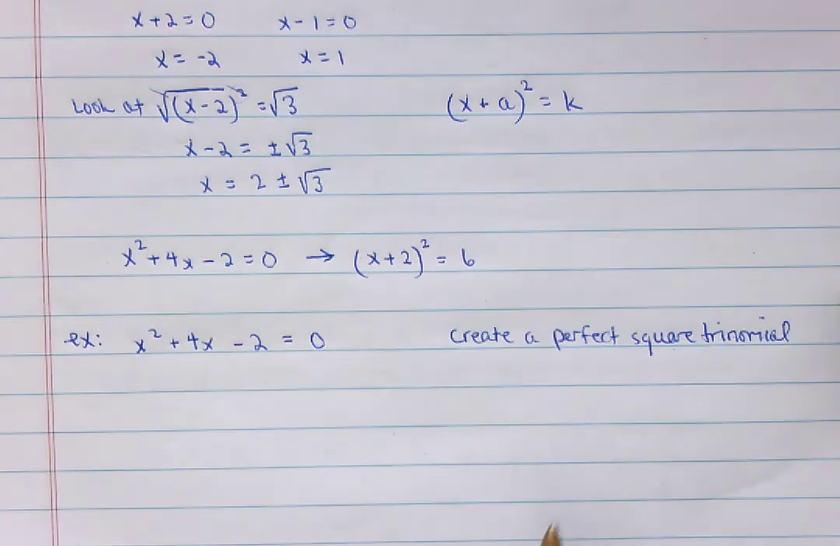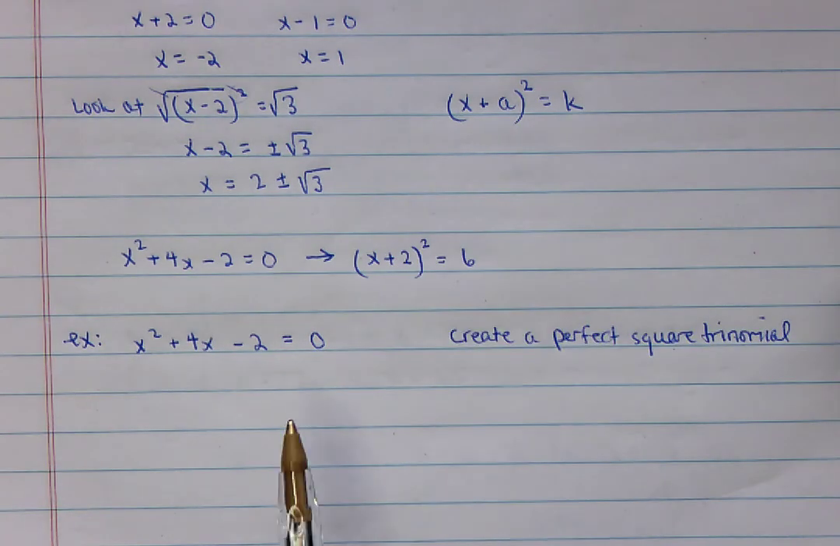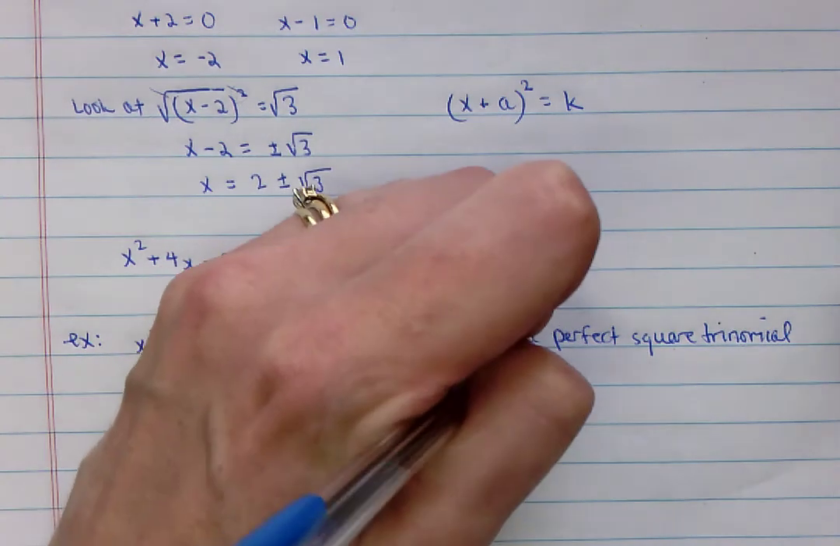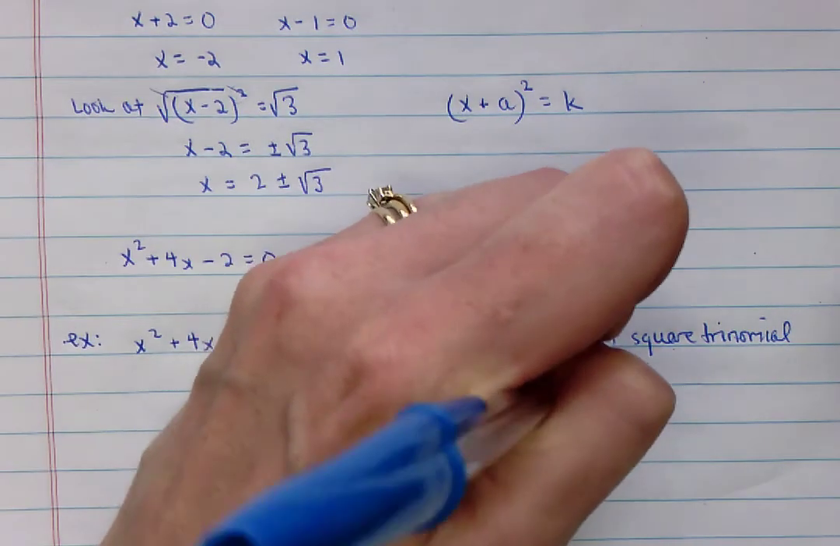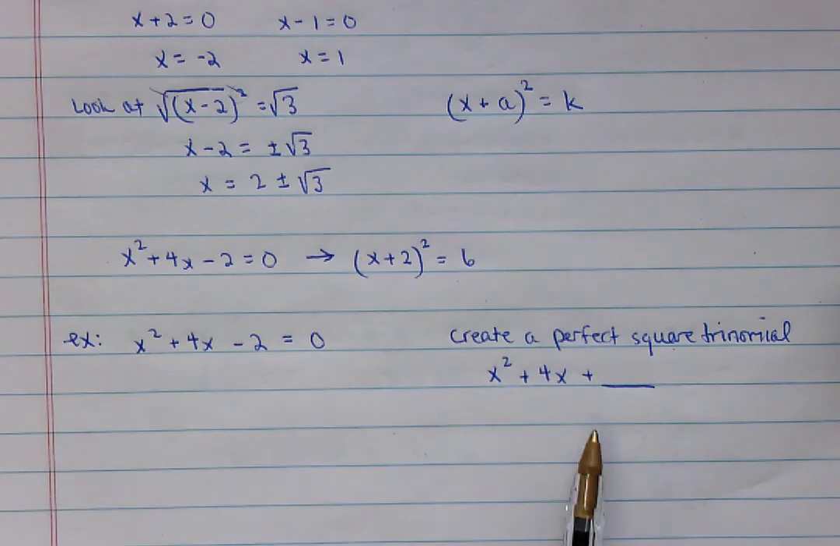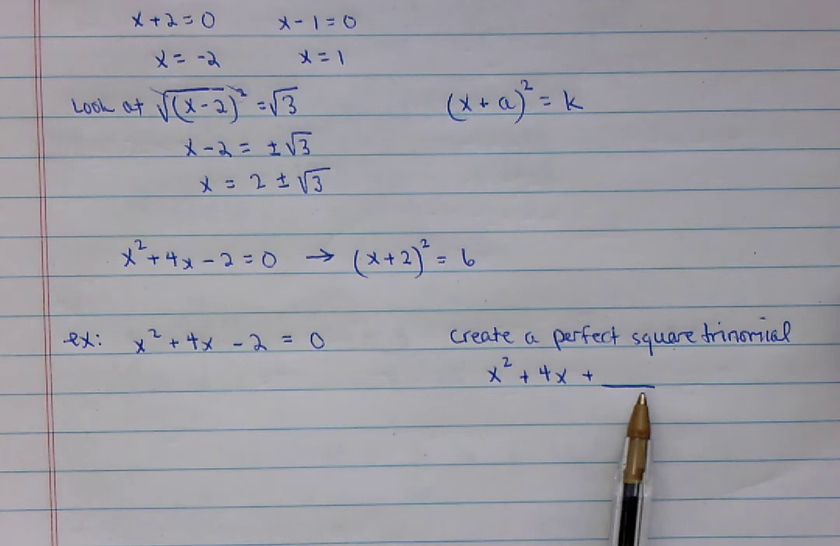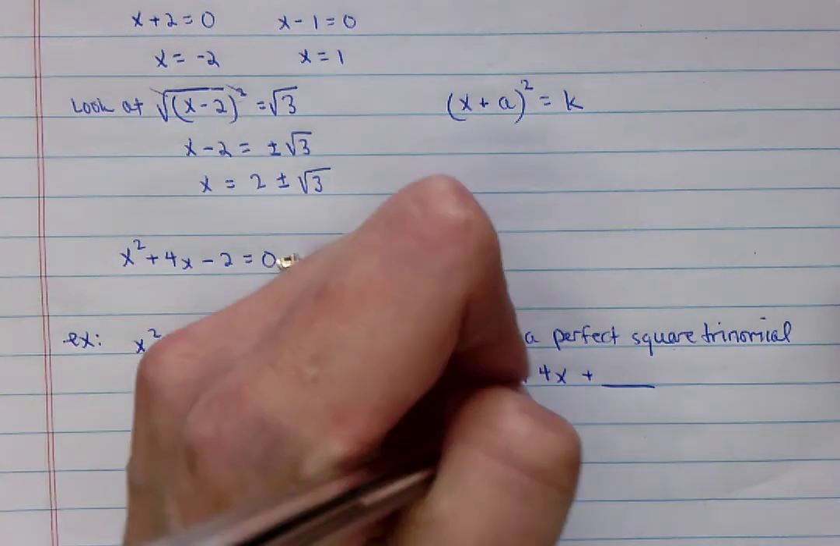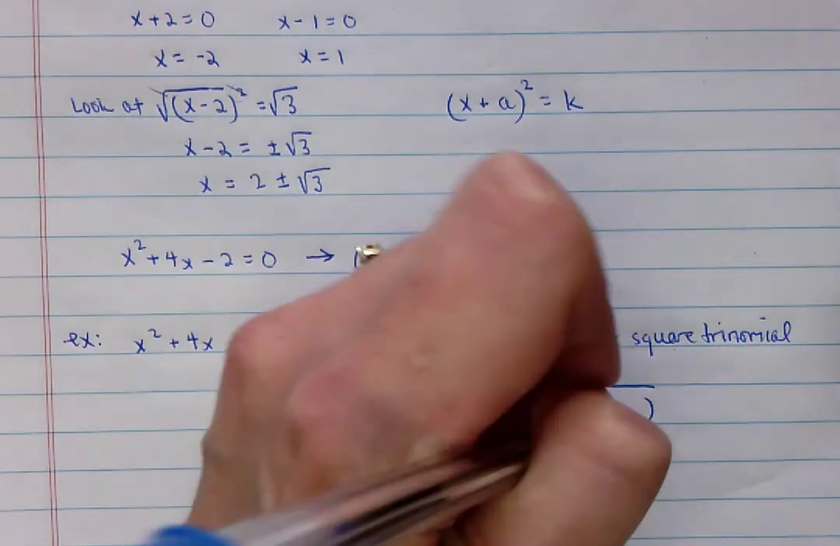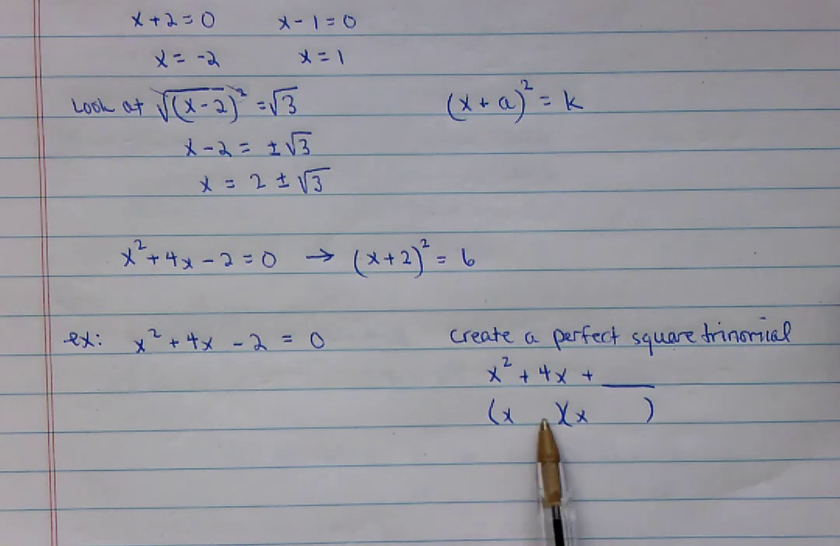And remember, a perfect square trinomial, if you can remember what that was, and I'll write this here, x squared plus 4x plus blank. We're trying to complete the square, create a perfect square trinomial by thinking of the number that we would add to this that would make it factor into the form like this, where you've got the same number, okay, in both of these, okay?